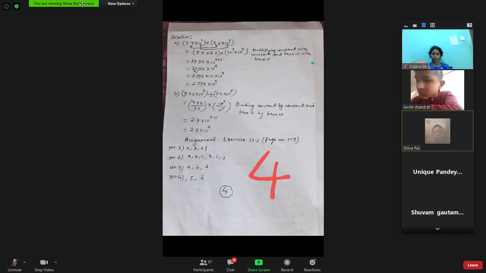But here 23 is more than 10, so make it less than 10. How? By shifting the decimal in between 2 and 3. Actually 23.94 is more than 10. Shift the decimal left. Already I said, if you are shifting one place left, you have to multiply by 10. If you are shifting two places left, you have to multiply by 100. Remember this. This is the rule.